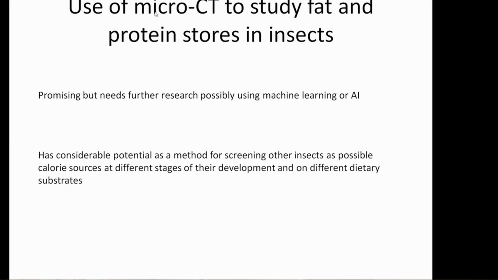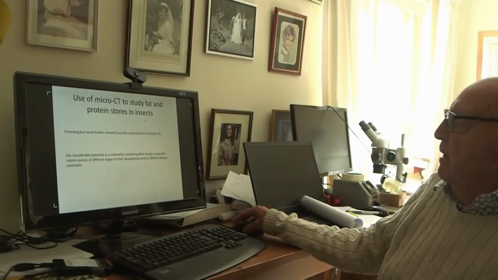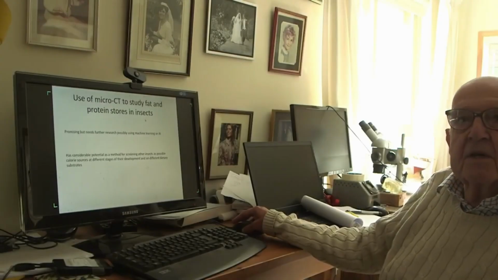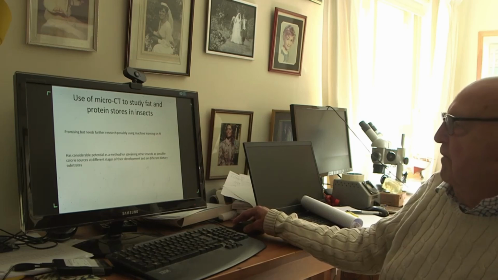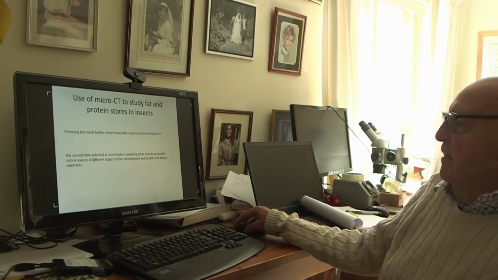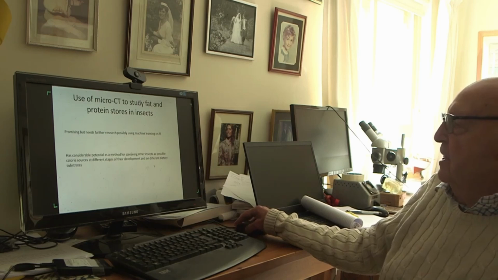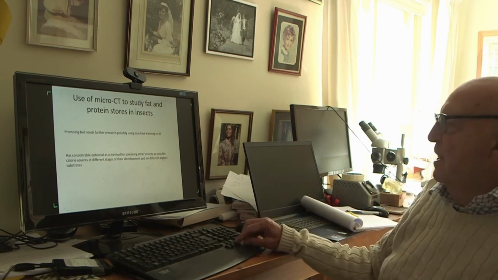So in summary, we think micro CT is a useful way of looking at insects that can potentially be used as food. We particularly think this will help looking at different stages in development and novel insects.